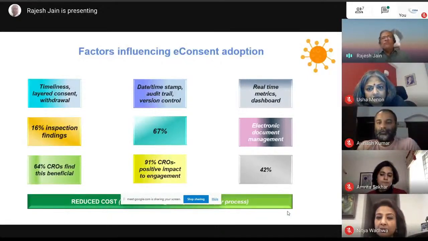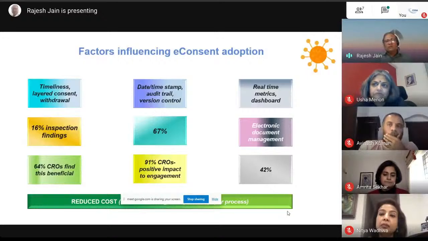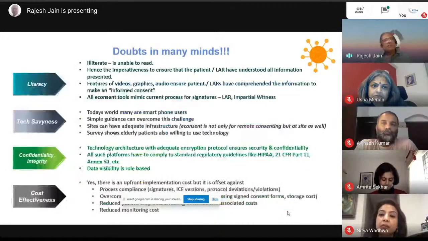If you put all of this into quantitative metrics for one particular study, of course, it's very difficult to quantify, but in some methodologies, what we have seen is at least about a $300,000 cost saving because of the e-consent process. And the last slide on my side: yes, it's all good, but is it easy? Why don't we all adopt it? Because yes, some questions are there.